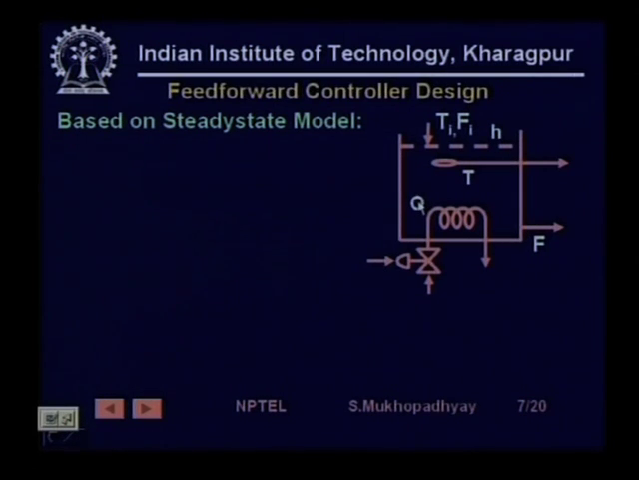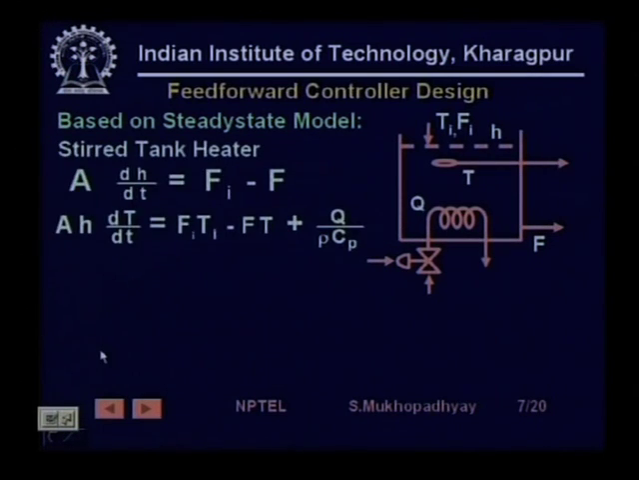So, what are the process model equations? You have two models. One is the mass balance, which says that A is the cross section of the tank and H is the height. So, A dH/dt is the volumetric accumulation rate of the tank. It must be equal to the inlet flow rate minus the outlet flow rate. That is simple. The second equation is the energy balance.